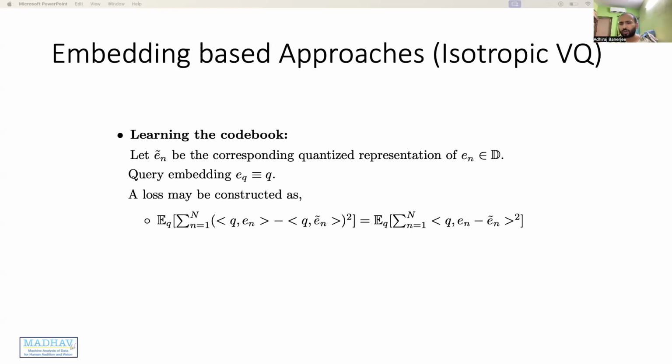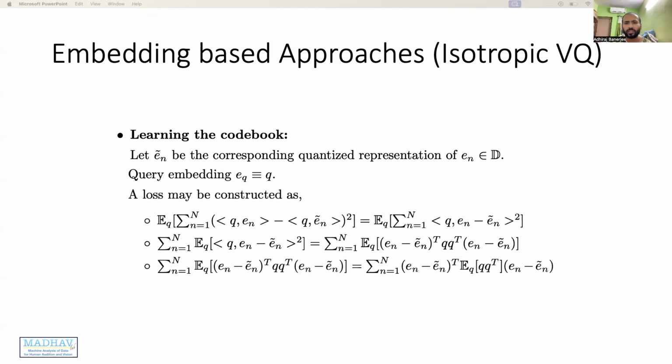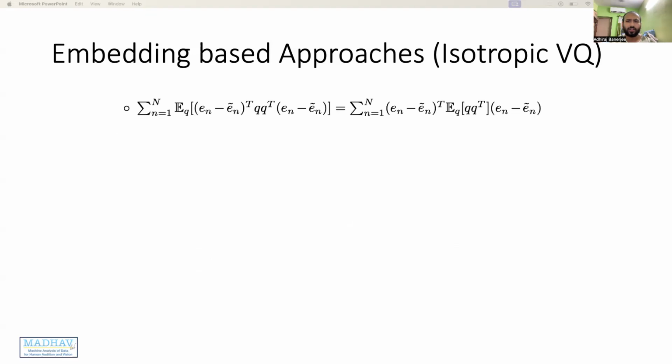Using the properties of dot products, the term inside the summation can be rewritten as the square of the dot product of the query and the vector En minus Ẽn. We can bring the expectation inside the summation and rewrite the squared dot product into its matrix form. Since En minus Ẽn is independent of the query, the expectation operator acts only on QQ transpose. Now, the expectation of QQ transpose is an autocorrelation matrix.